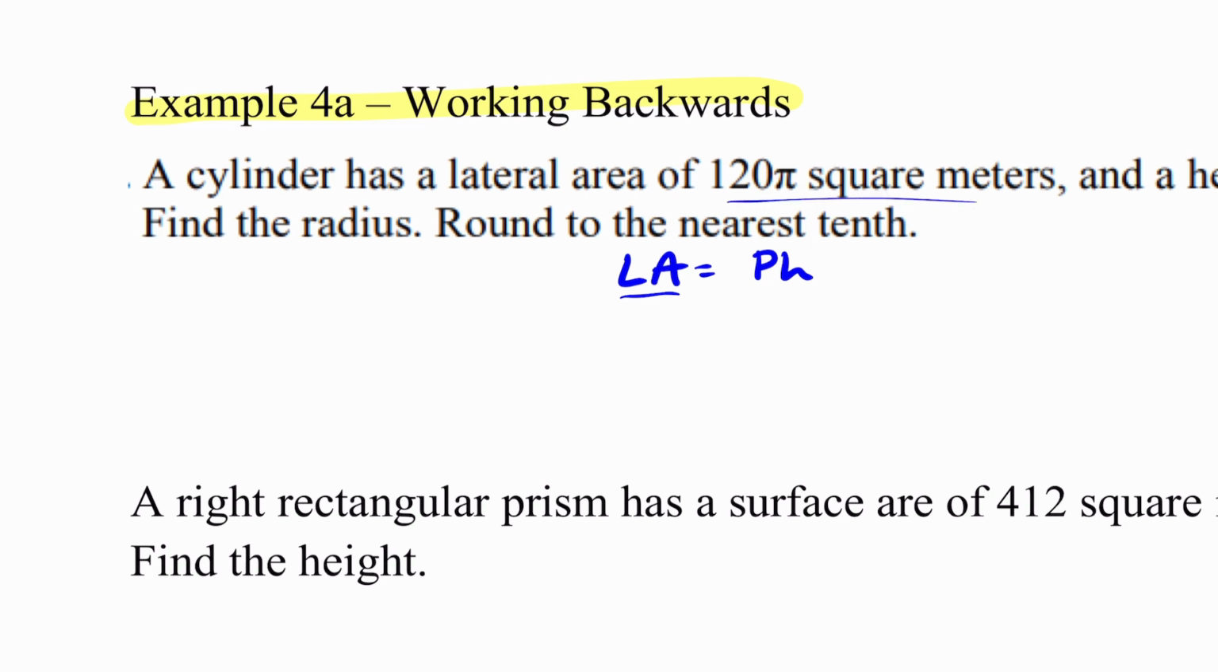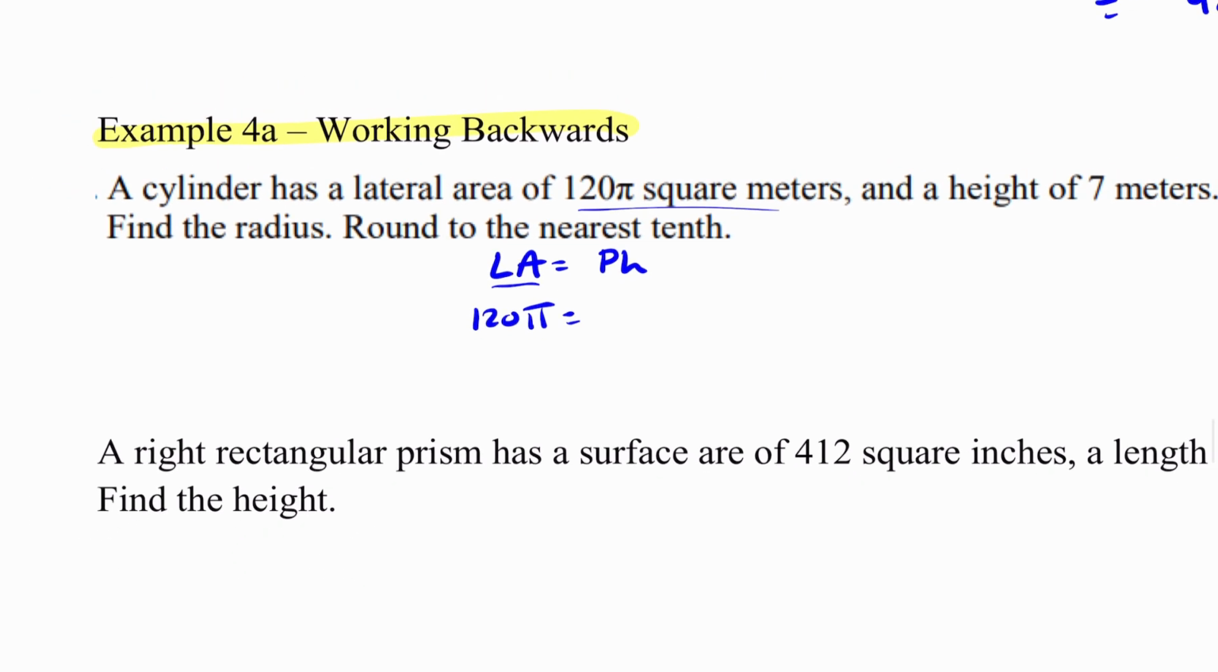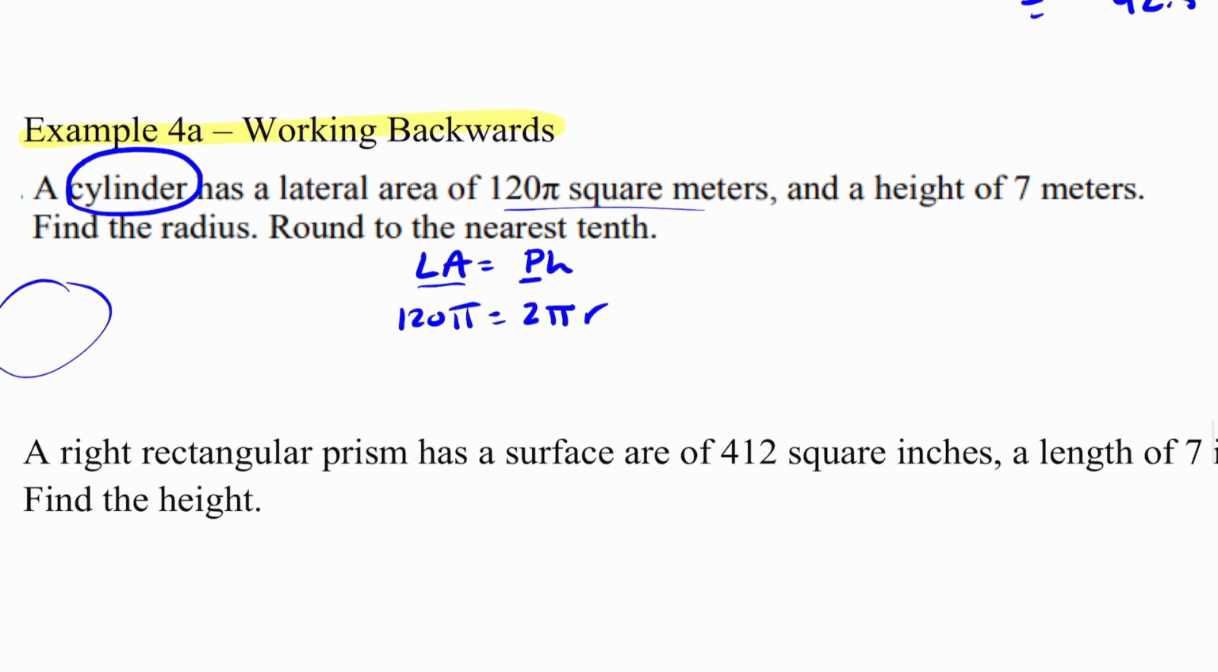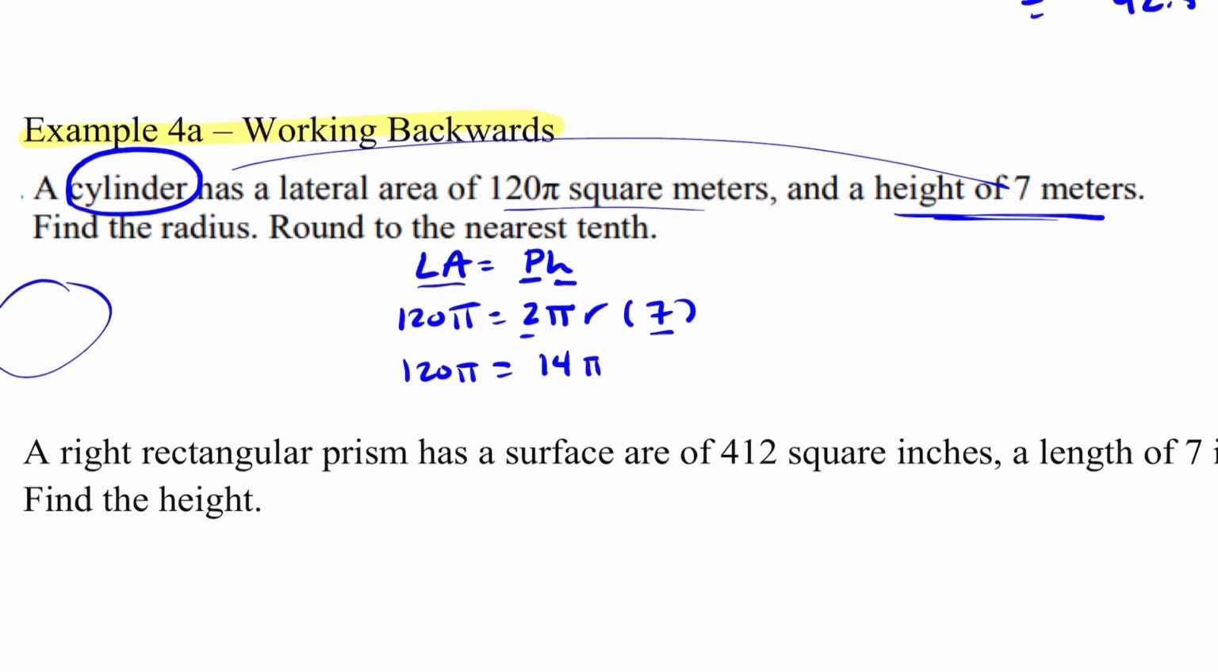The lateral area is given, it's 120 pi, which is equal to the perimeter of the base of the cylinder. Right, so if I have a cylinder, we know that the base of the cylinder is a circle. So what's the perimeter of a circle? The circumference, right? So instead of saying big P, I can just say 2 pi r. And then the height of the cylinder is 7. So I can replace H with 7. So then 2 times 7 is 14. So I have 120 pi equals 14 pi r.